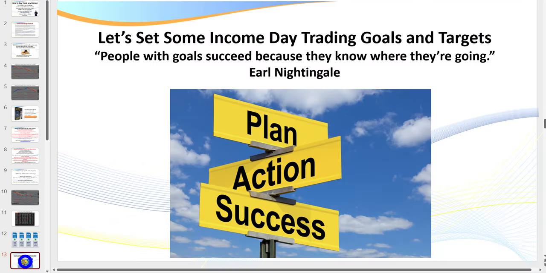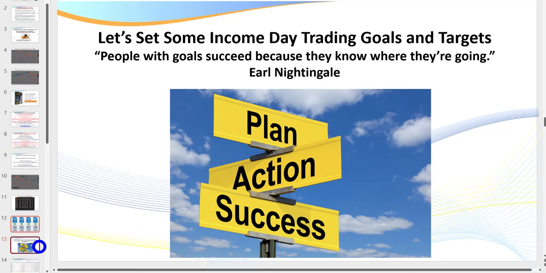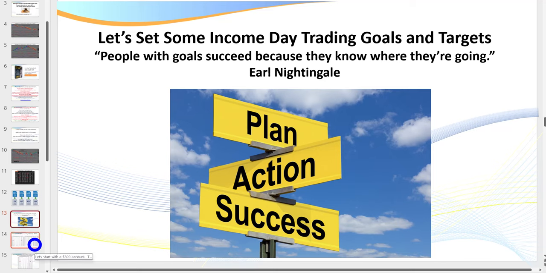So let's look at a realistic trading plan, because I'm going to be showing you how to trade these markets. So let's talk about realistic targets. Okay, so here, if you've got a goal, people with goals succeed because they know where they're going. But I'm not going to take too long on this. Now for members that watch my videos all the time, this is based upon the Russell and the Dow, so it's a bit different, so stick around and listen to what I have to say here.